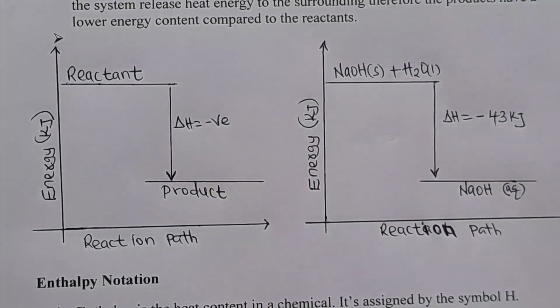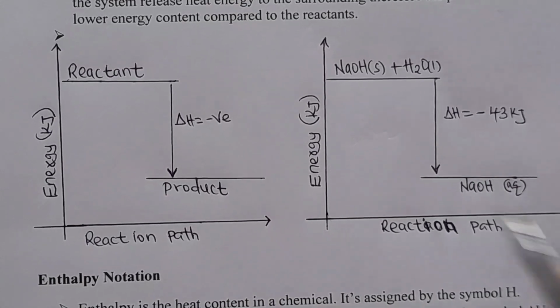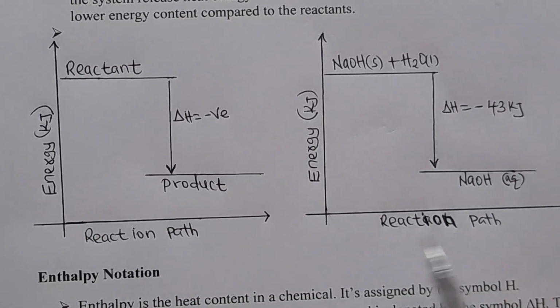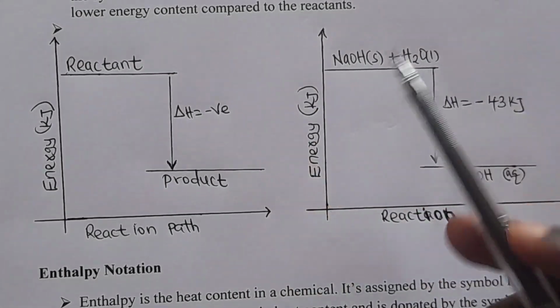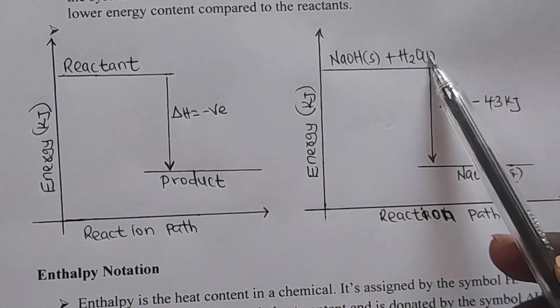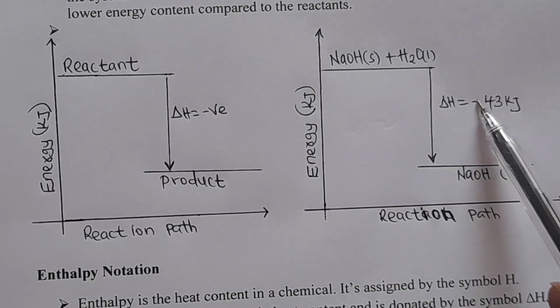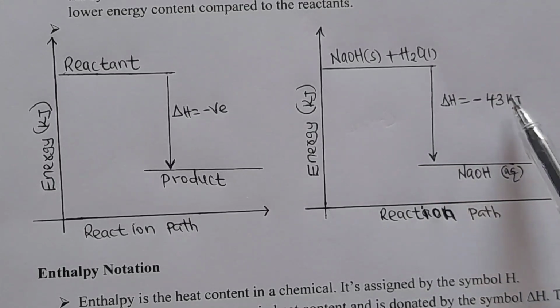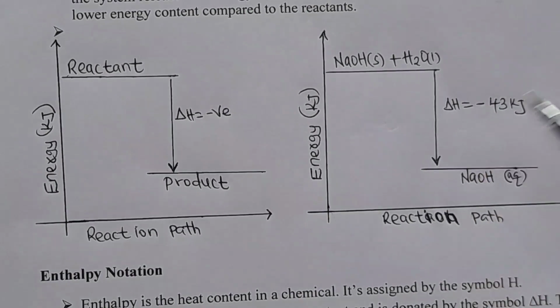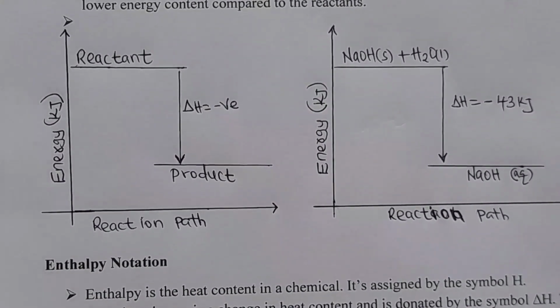So for example, the energy level diagram for the dissolution of sodium hydroxide in water looks like this. We have reaction path, or reaction pathway, or reaction progress. Here we have energy, which is measured in kilojoules. We have sodium hydroxide dissolved in water as our reactants. Then the product will be sodium hydroxide solution. That means the enthalpy change here for sodium hydroxide solution will be negative 43 kilojoules. This is the energy released, or the energy given out, when sodium hydroxide dissolves in water.